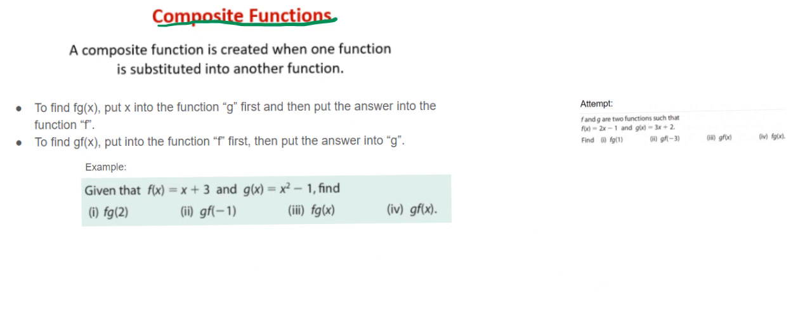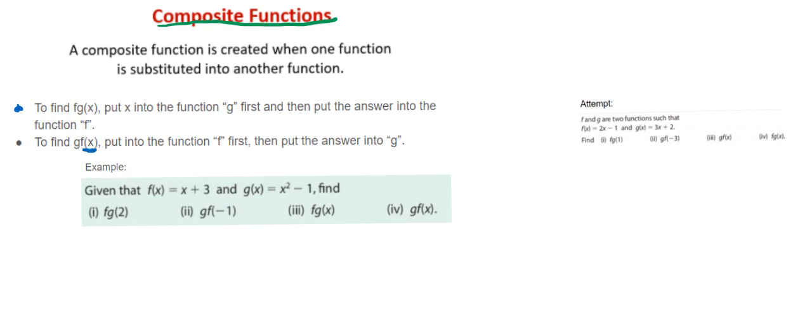Let's look at the first bullet point. To find f of g of x, put x into the function g first and then put the answer into the function f. So it's like we're putting something into a function and putting the answer to that into the other function. To find g of f of x, put x into the function f first, then put the answer into g. So whichever one is closest to the x, basically you put it into that first.